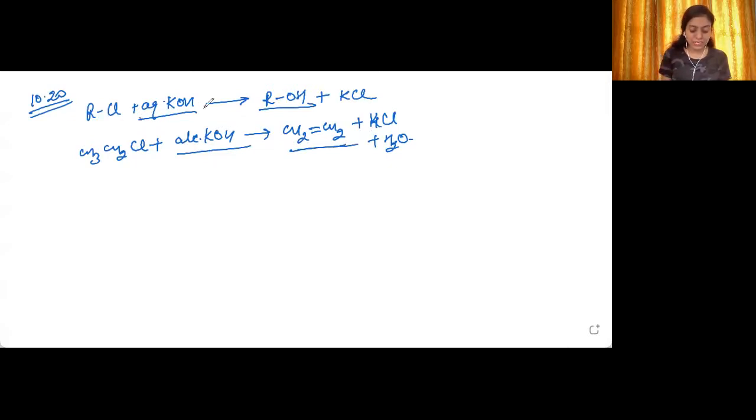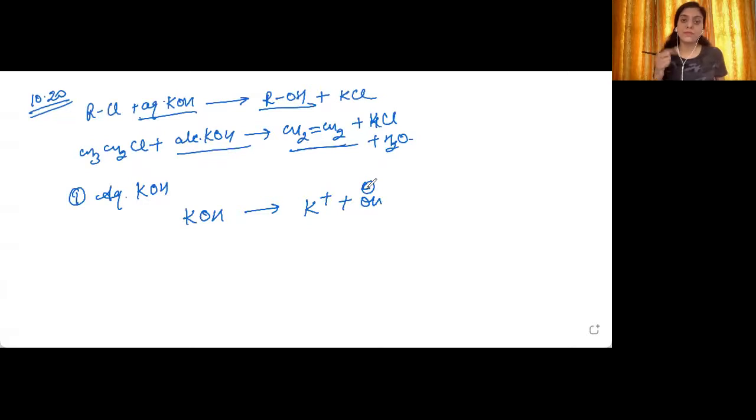First of all, we need to understand the nature of the reagent we are using here. So number one, we will be considering aqueous KOH. Now when we have aqueous KOH, what will happen? KOH, it will dissociate almost completely, or it is ionized almost completely in water. When it is dissolved in water, it is almost completely ionized. Now, this OH negative ion, that is the hydroxide ion, it is a good nucleophile. Good nucleophile.